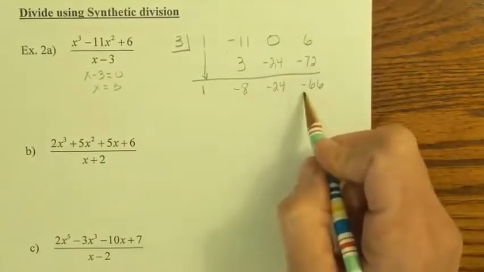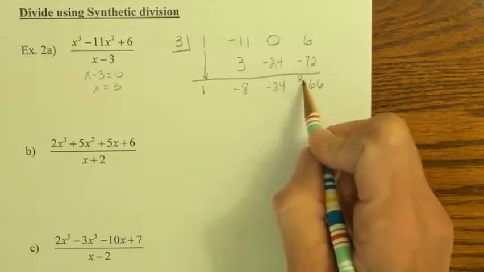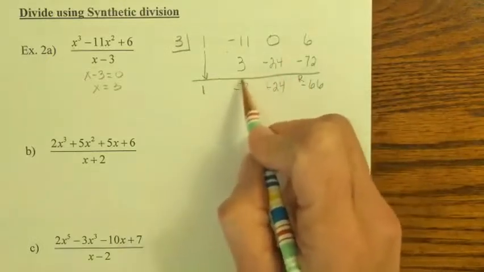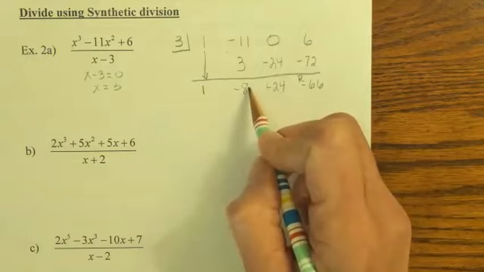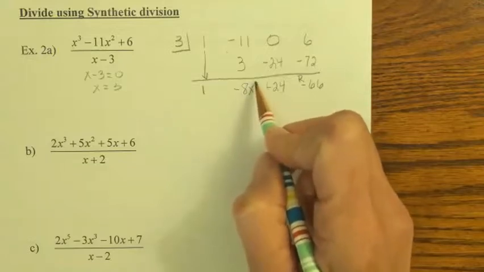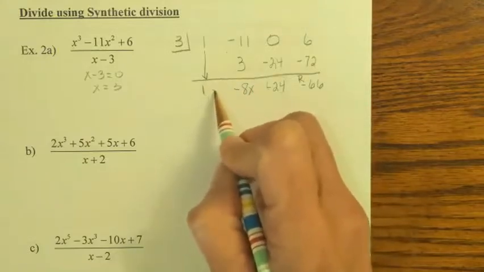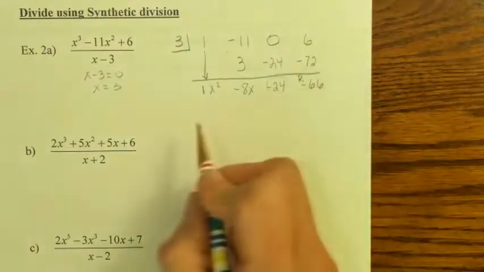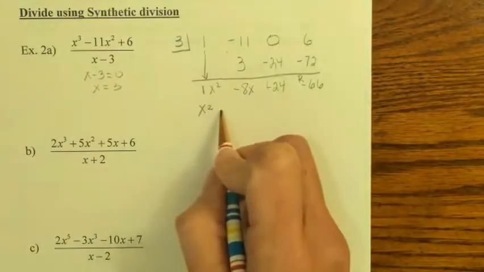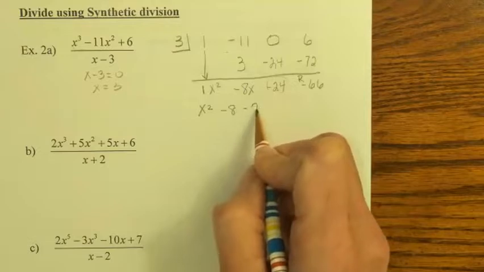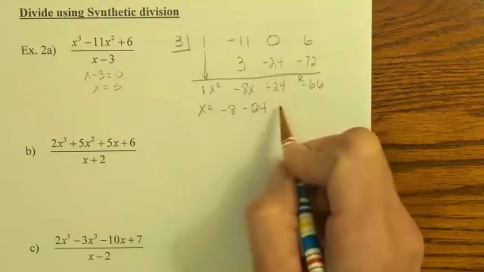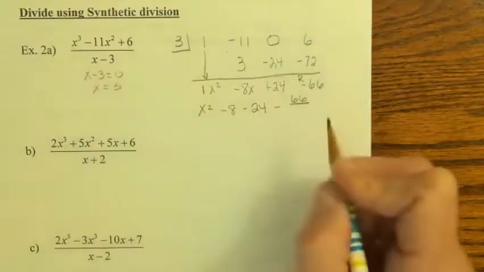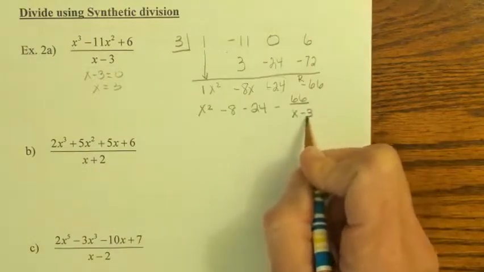So what this tells me, this is my answer, but that doesn't really make sense. But how this works is this is your remainder, this is your constant, this coefficient is the coefficient of your x to the first term, and this is the coefficient of your x squared term. So your answer is x squared minus 8x minus 24 minus 66 over your divisor, so x minus 3.